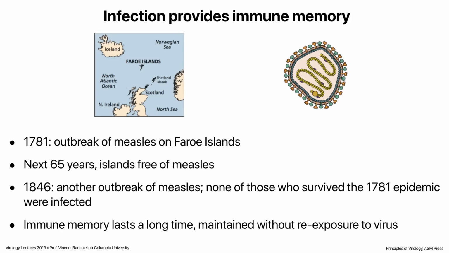There's another outbreak in 1846. Again, someone brought the virus in on a ship, but none of those who had survived the earlier epidemic were infected. They had memory. This was first studied by an epidemiologist who didn't know what the virus was. There was nothing known about viruses at this time, but they knew the concept of infection and being protected. It was known from smallpox, and they said there must be some kind of memory, and this showed that it lasts a long time, and it doesn't require re-exposure to the virus to maintain this memory.